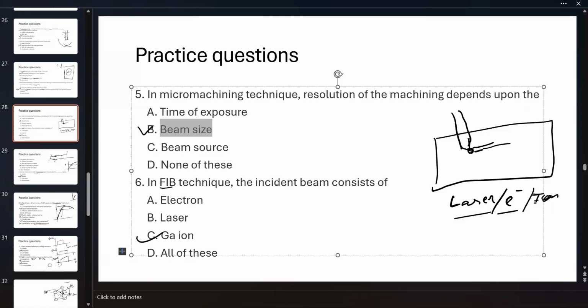In focused ion beam technique, the incident beam is ions, so you have positive ions like gallium ion.